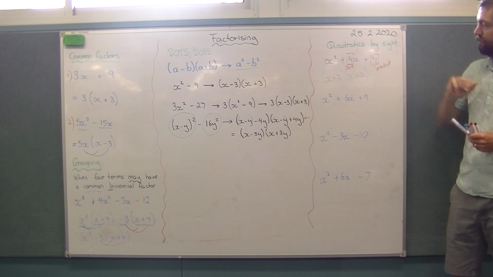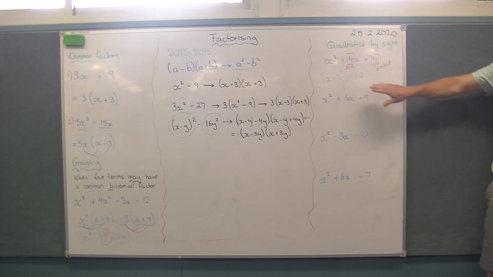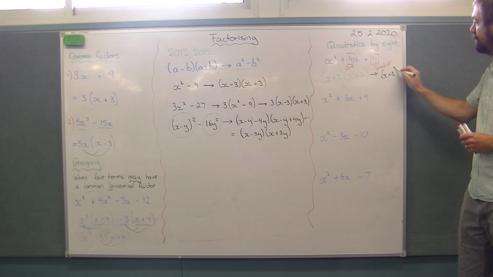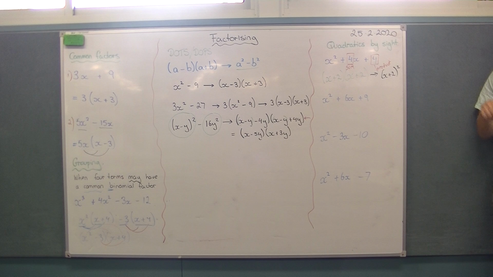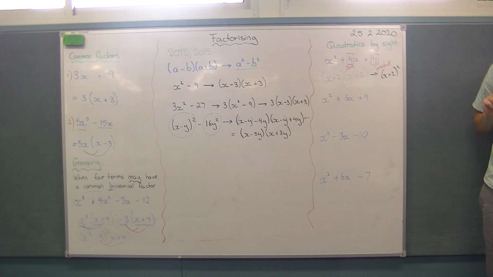So can we just make it x plus 2 squared? Yes, you can. In this case, you can. Sorry, I had to think there. X plus 2 squared, if they're the same factor. Would you get marks taken off if you didn't do that? No, not as far as I know.